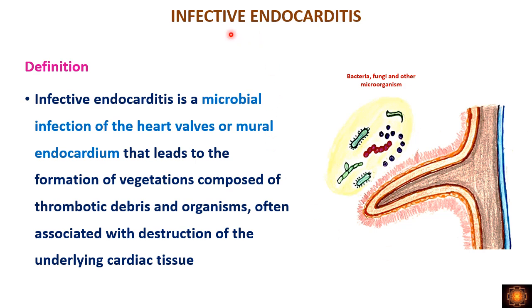Coming to the definition of infective endocarditis. As I told you, endocarditis is the inflammation of the endocardium. Infective endocarditis means this inflammatory process is caused by microorganisms or infectious agents. These infectious agents cause inflammation of the endocardium, which leads to the formation of vegetations. These vegetations are composed of thrombotic debris and these microorganisms. Later on, this is also associated with destruction of the underlying cardiac tissue. Because the endocarditis is caused by infective organisms, it is called infective endocarditis.